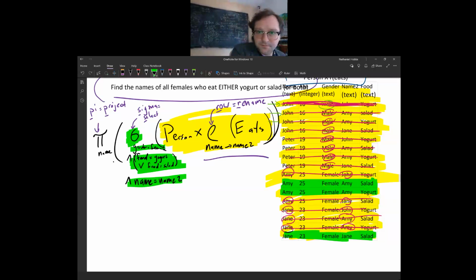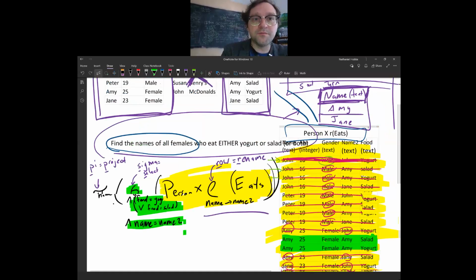These 3. Okay, so that's our relation right now. It has 3 rows, and what this query is asking for are the names of the females. So right now in this, let me see if I can move this down a little bit. Great.